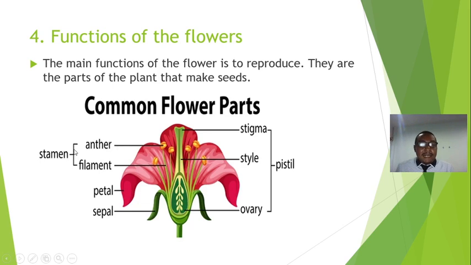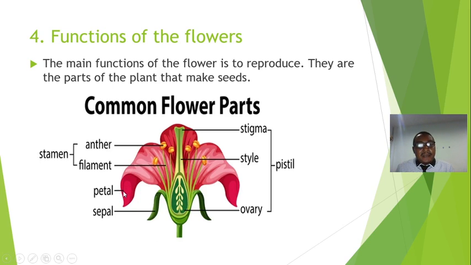Now, part number 1, which is the male reproductive system, is what we call the stamen. And the stamen usually has what we call the anther. This is the anther. Part number 2 under the male reproductive system is the filament. Again, filament. Now, the filament is the one that supports the anther.